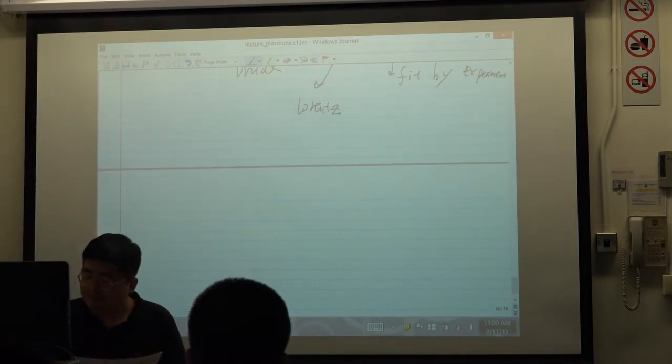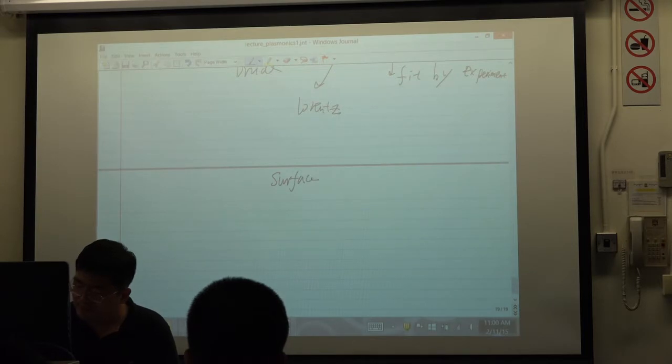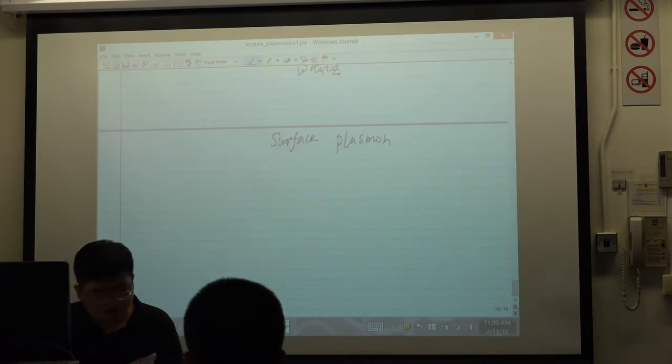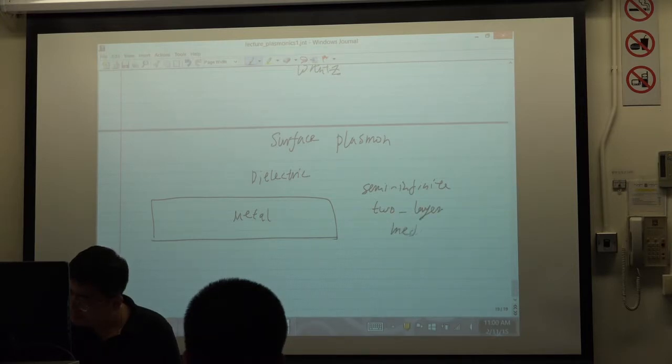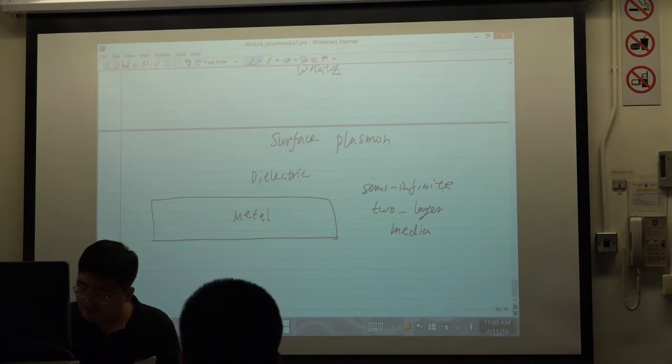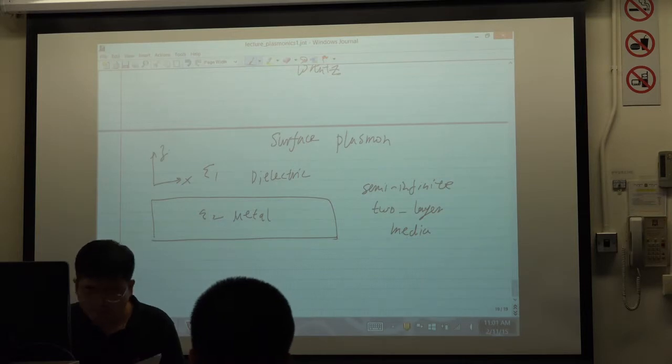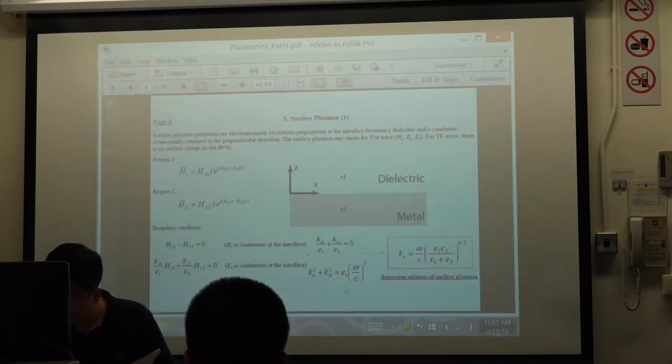Now we talk about surface plasmons. The picture is a metal and a dielectric, a semi-infinite two-layer medium, with epsilon 1 and epsilon 2. This is x, this is z. What is the physical meaning of this surface plasmon?